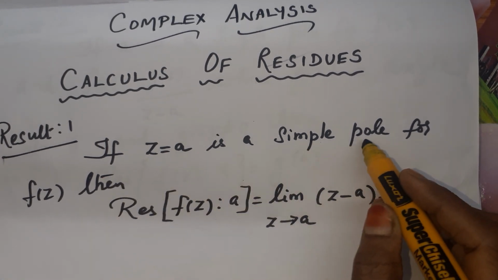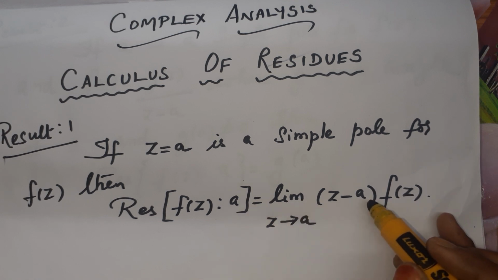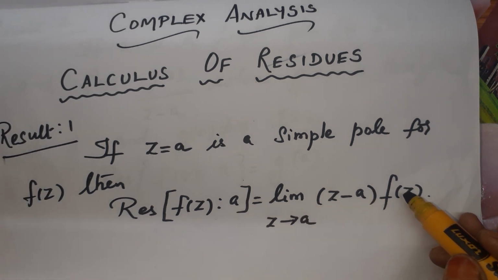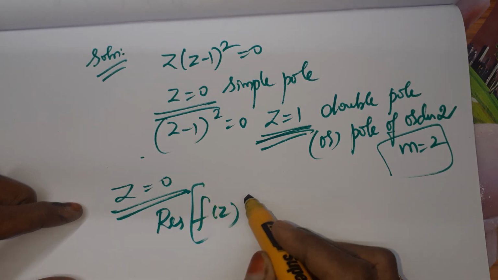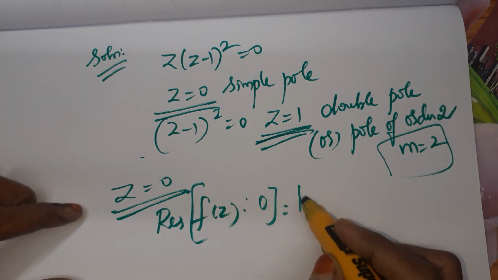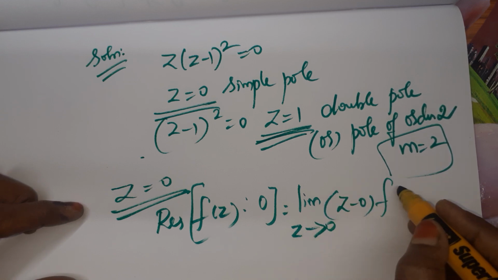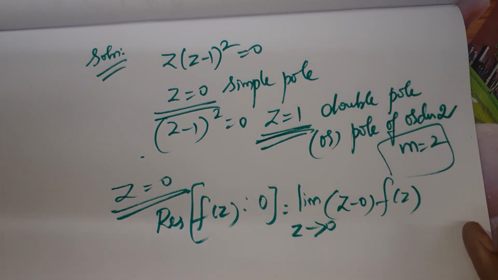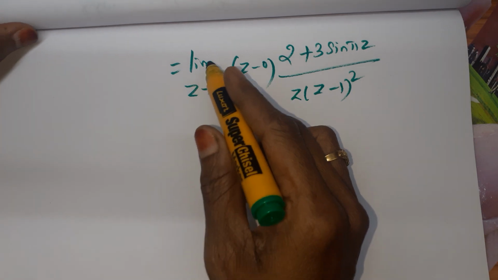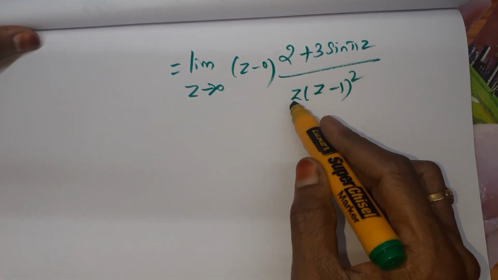Z equal to a is a simple pole, means residue of f of z at the pole a is equal to limit z tends to a of z minus a into f of z. Using this result, we are going to find the residue. So here, residue of f of z at the pole 0 is equal to limit z tends to 0 of z minus 0 into f of z. Okay. So limit z tends to 0, z minus 0 into f of z is 2 plus 3 sine pi z by z into z minus 2.